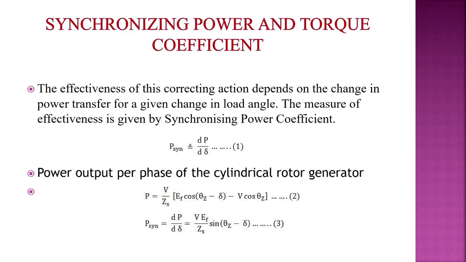The effectiveness of this correcting action depends on the change in power transfer for a given change in load angle. The measure of effectiveness is given by the synchronizing power coefficient, P_syn equal to dP by d delta. So power output per phase of the cylindrical rotor generator, P is equal to V by Zs, E_F cos(theta_Z minus delta) minus V cos theta_Z, or P_syn is equal to dP by d delta, that is V E_F by Zs sin(theta_Z minus delta).